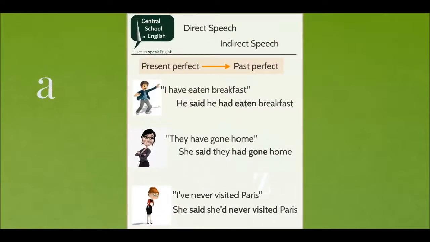When we change a sentence in the present perfect from direct speech into indirect speech, we must use the verb said and change the verb in the present perfect into the past perfect tense. For example, "I have eaten breakfast" changes to "he said he had eaten breakfast" in indirect speech. "They have gone home" changes into "she said they had gone home" in indirect speech. "I've never visited Paris" changes into "she said she'd never visited Paris."